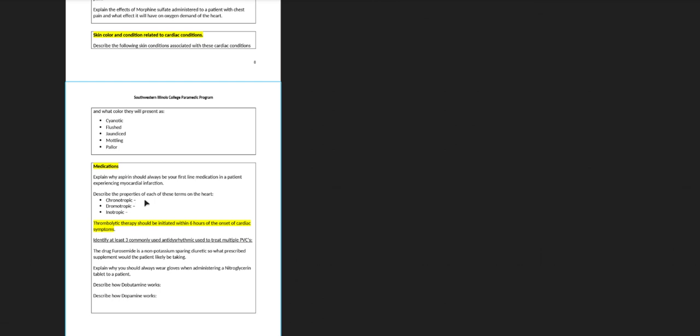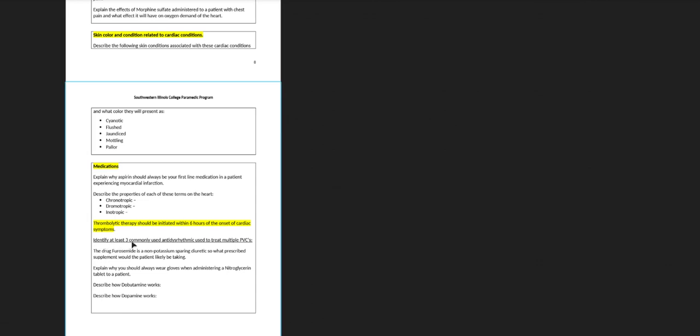Describe the properties of these terms of the heart. So chronotropy, this is speed. This is the speed of the contractions. Dromotropy, this is the ease or the speed of the electrical impulses themselves, so not really related to the mechanical aspect. And then inotropy, that's the force of the contractions.